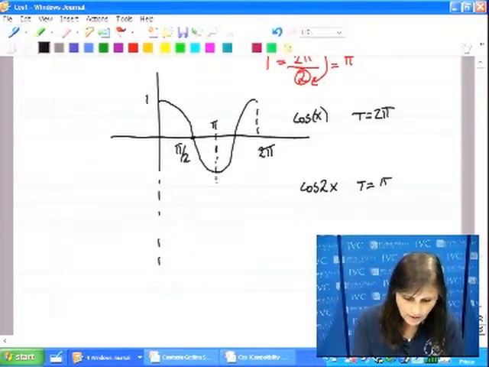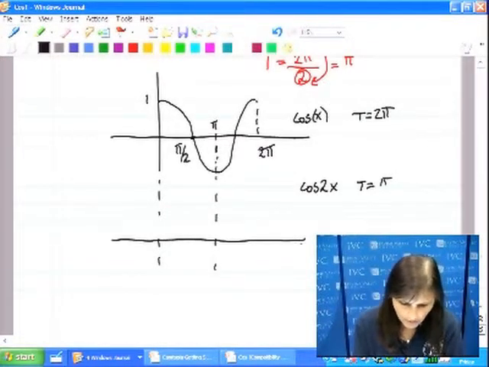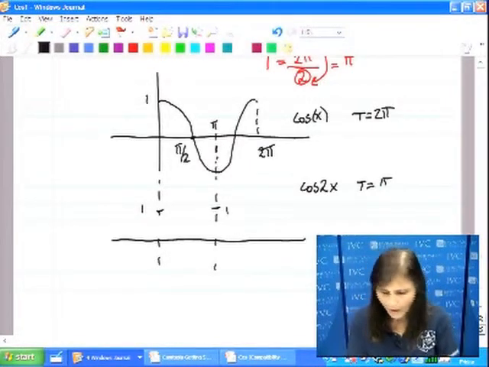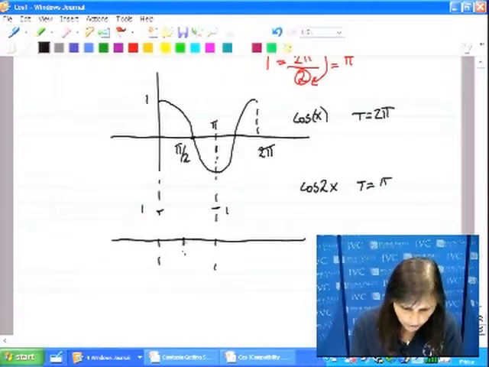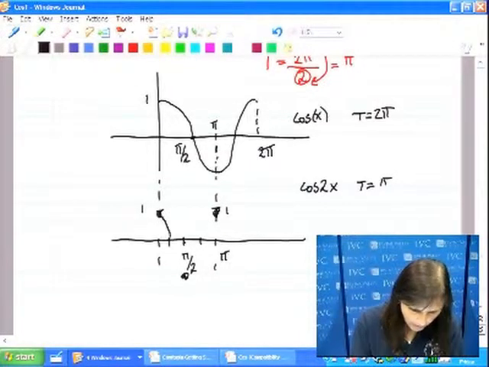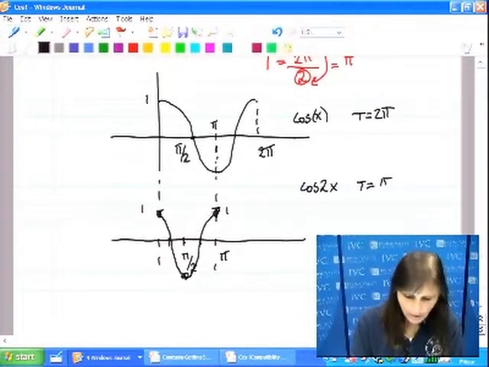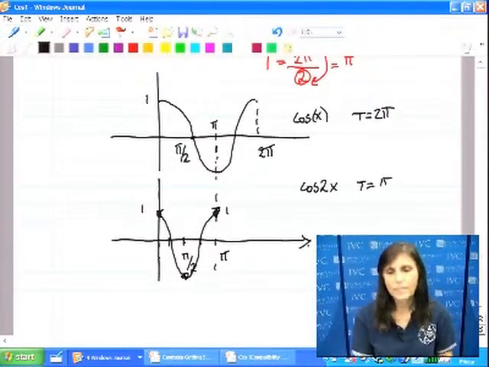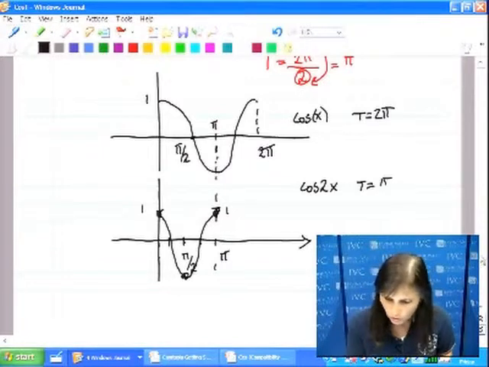It's going to take this thing and squish it. So it will start at 0. Let's say this is 1, and this is 1. And it's going to do my wiggling, and the middle will be at pi over 2, and this is going to be pi over 4. So it's going to start here, go down here, go up here. This is the picture of cosine 2x.